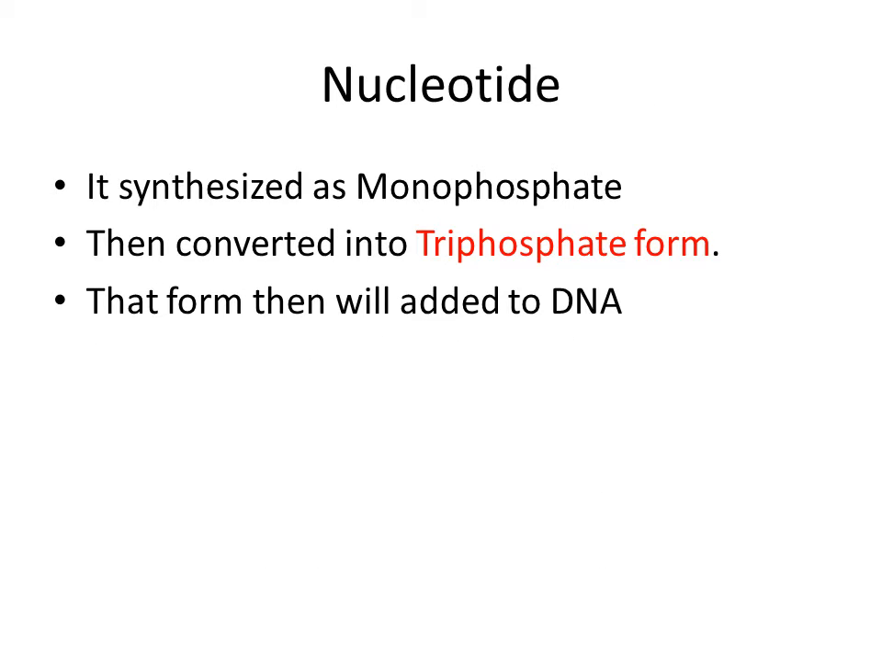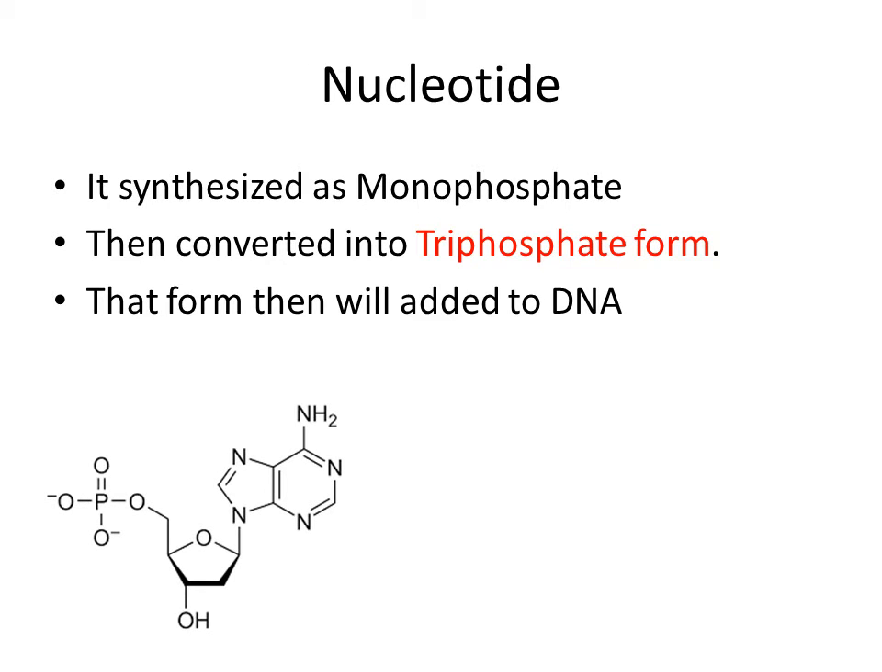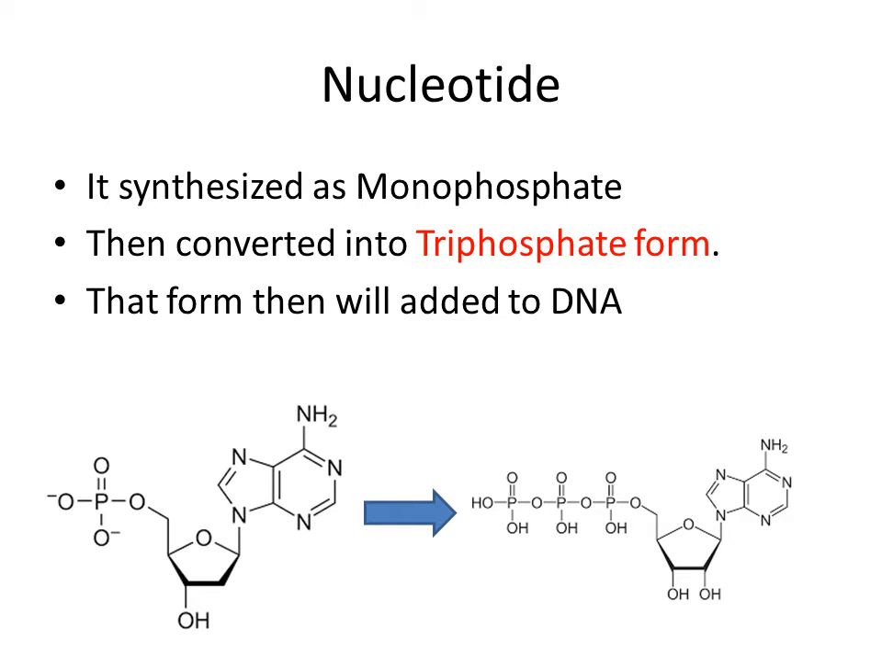Now we are going to see the nucleotide. It is synthesized as a monophosphate and then converted into the triphosphate form, and that form will be added into DNA. If we take adenosine monophosphate as an example, that will undergo phosphorylation and create adenosine triphosphate, and that will go on to the further process of making DNA.